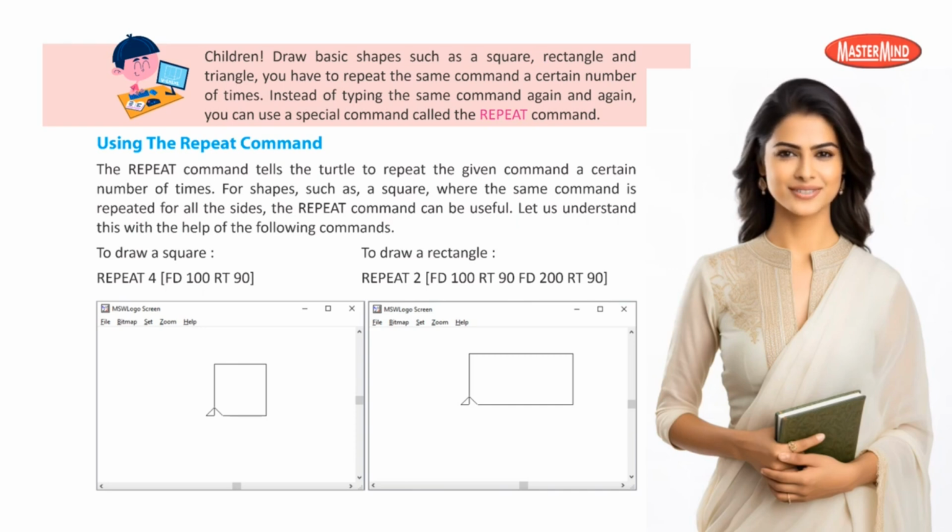For shapes such as a square, where the same command is repeated for all the sides, the repeat command can be useful. Let us understand this with the help of the following commands. To draw a square, repeat 4 [FT 100 RT 90]. To draw a rectangle, repeat 2 [FT 100 RT 90 FT 200 RT 90].